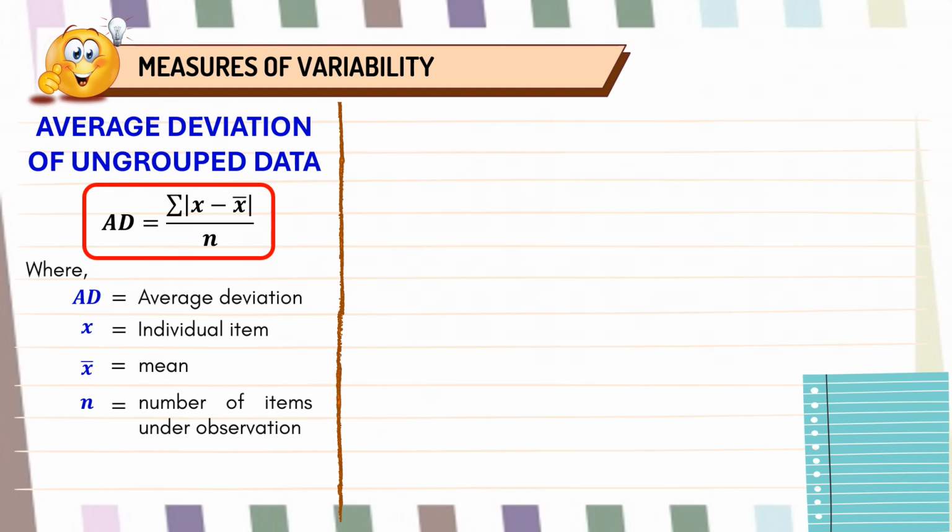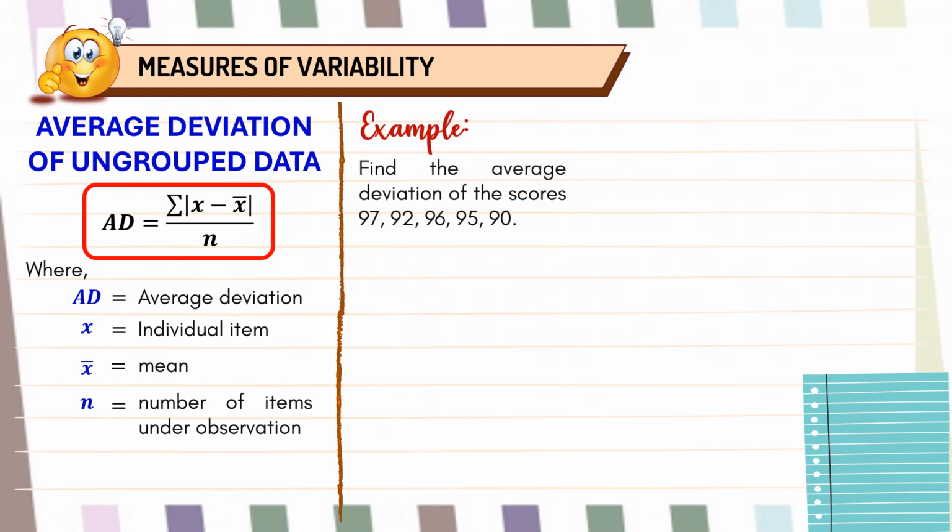Find the average deviation of the scores 97, 92, 96, 95, and 90. The best way to do this is we are not going to go directly with the general equation of average deviation, but instead, one by one, let us identify the values of each data needed for solving the average deviation. Starting with the value of n. Since there are 5 scores, 1, 2, 3, 4, and 5, n is equal to 5.